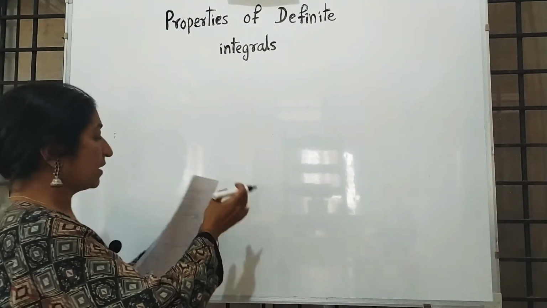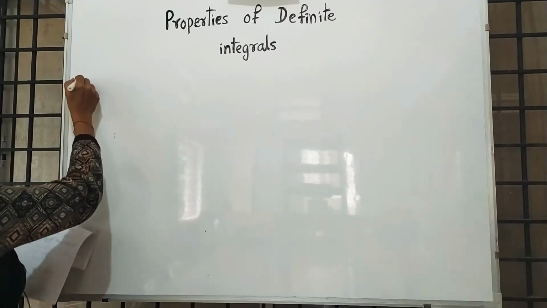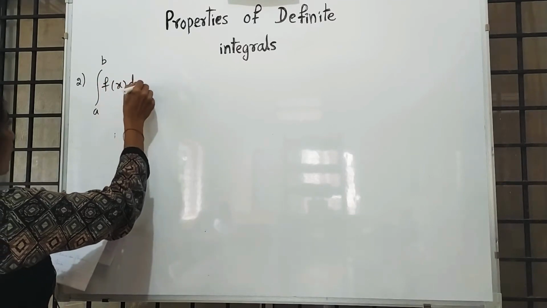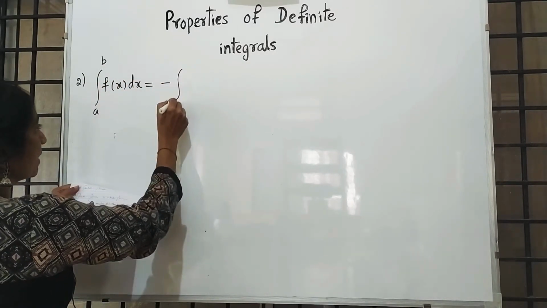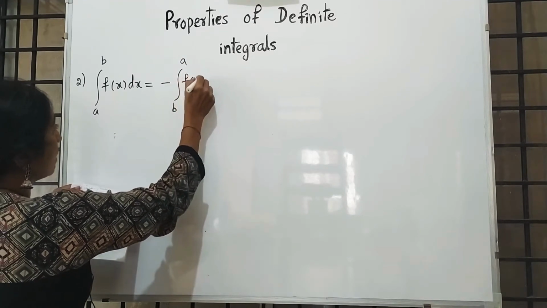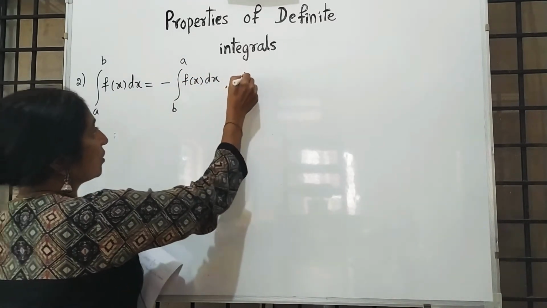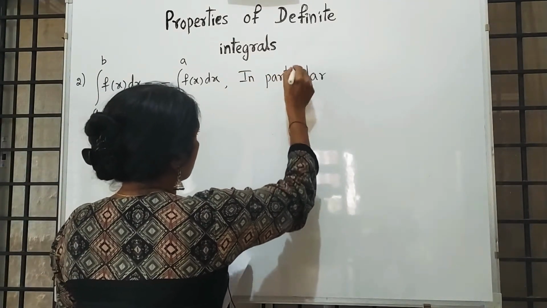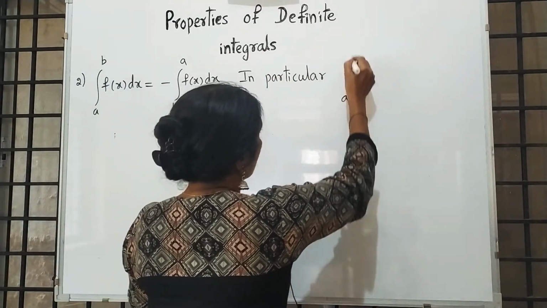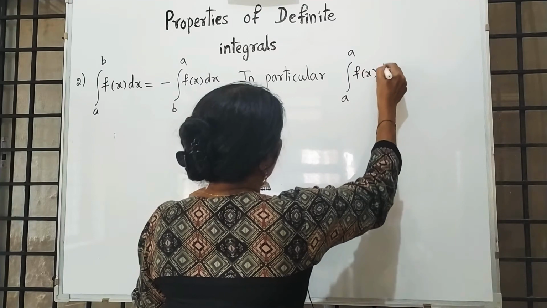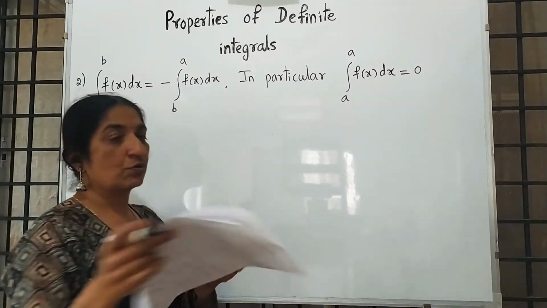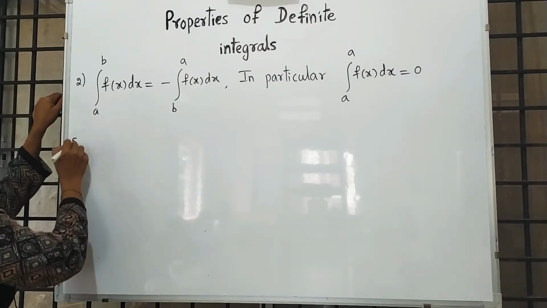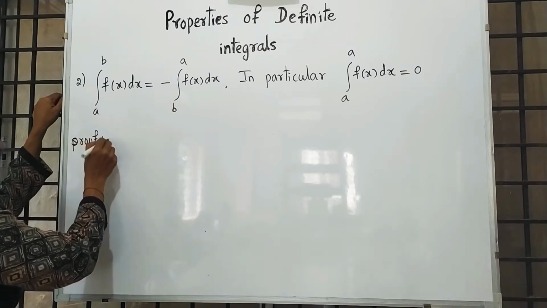Moving to the second property, prove that integration from a to b f of x dx is equal to minus integration from b to a f of x dx. In particular, integration from a to a f of x dx is equal to 0. See here, first the proof. Now the proof is a little bit different.